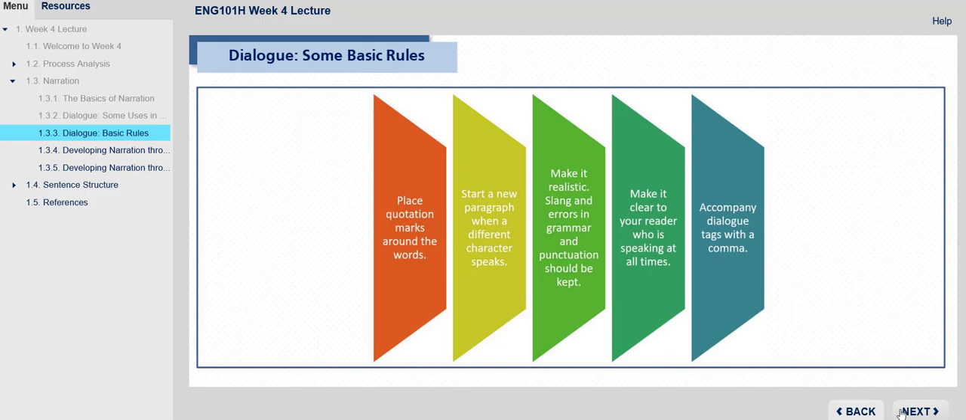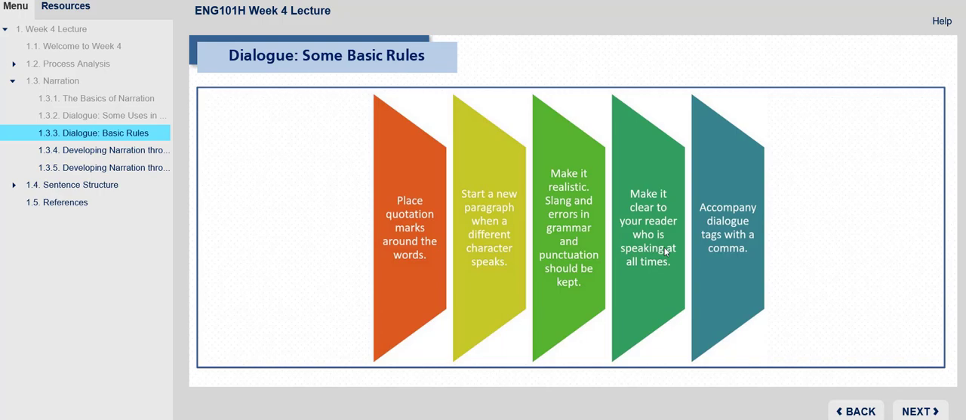And so, some basic dialogue rules. I went over this for your week 5 quiz. You need to place a quotation mark around the words of a dialogue. You start a new paragraph when a different character speaks. Make your dialogue realistic. You can use slang and grammar errors, and you don't have to have good punctuation in a dialogue. Why is this the case? Because this reveals that the character in the story is uneducated.